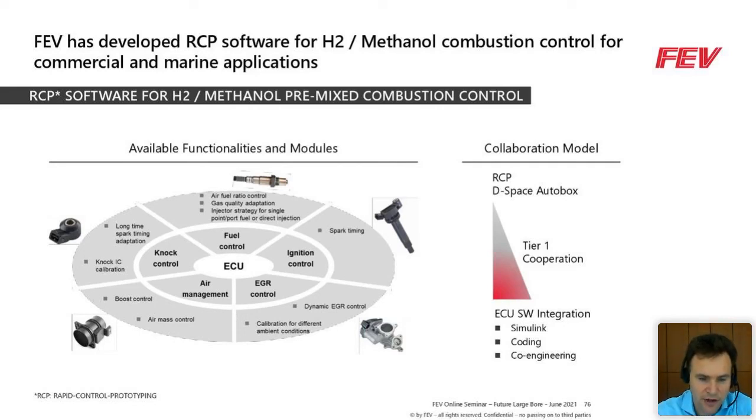And we have a kind of catalog, let's put it in a simplified way, where we can select different control systems. What is strong on our side is that we can easily integrate them in an RCP system, a rapid control prototyping tool, where we can completely bypass the original ECU. For example, if you want to start with an existing engine, we can bypass the original ECU system, and we can completely control the engine with our RCP system.